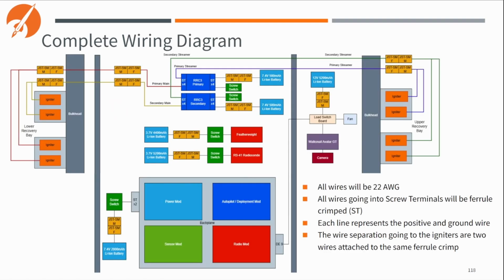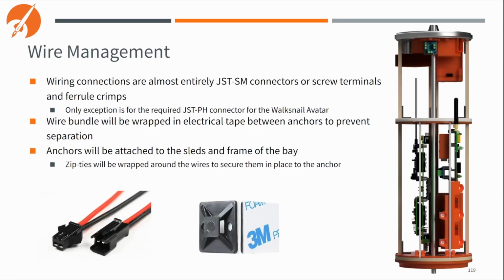This is an overview of our entire wire diagram for the Avionics bay. We are going to use 22 American wire gauge wires and primarily use screw terminals and JST SM connectors. The only exception is a connector that is connected to the VTX that was producer supplied. For our wiring management, we are going to use JST SM connectors primarily, as I previously mentioned.